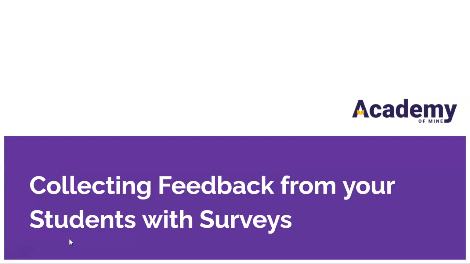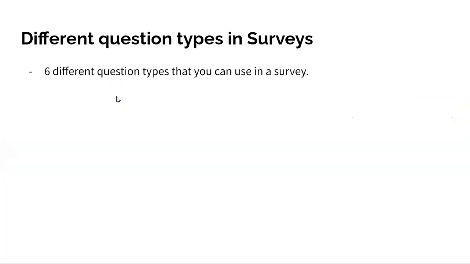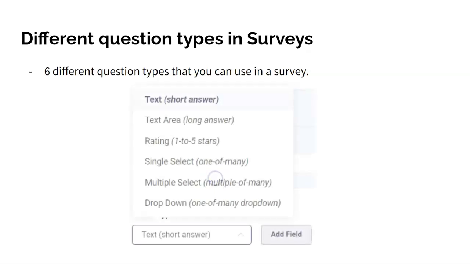Today I'm going to show you how to collect student feedback with surveys. With the Academy of Mind LMS, there are 6 different question types that you can use in a survey to ask your students for feedback on a course. For example, students could respond to one question by giving you a rating on a scale of 1 to 5, and another type of question could require students to respond by writing in a text box.